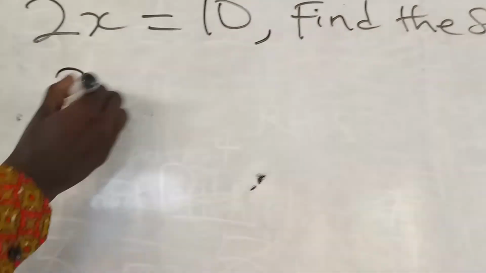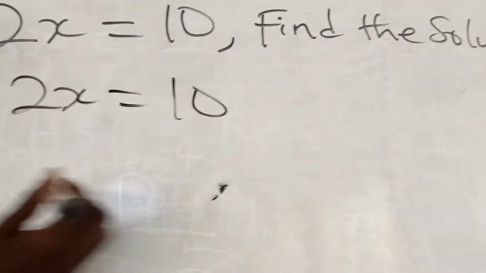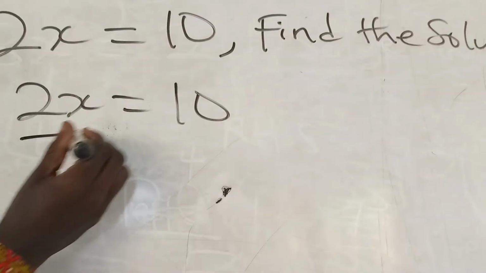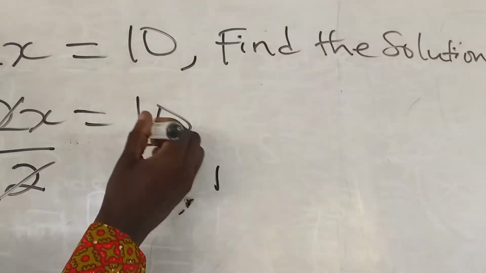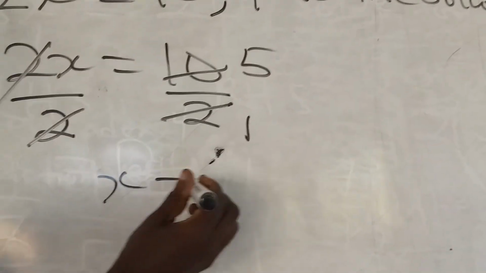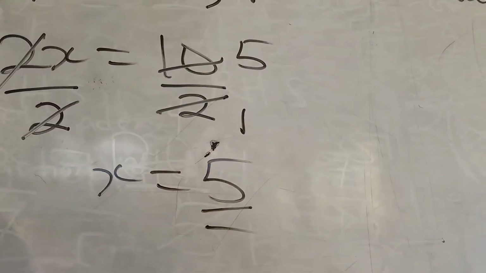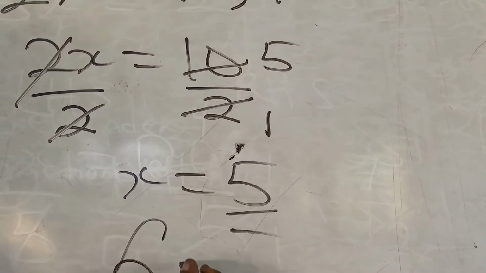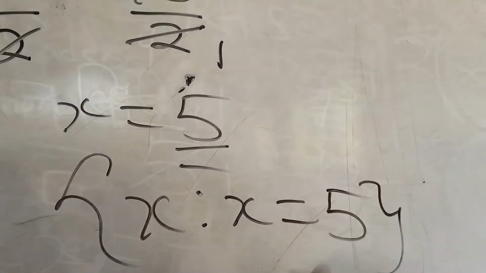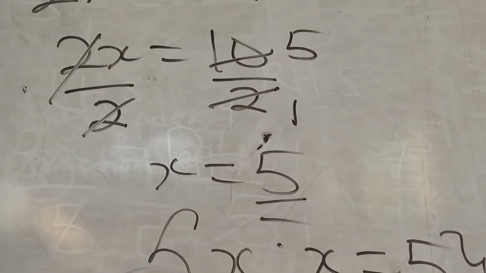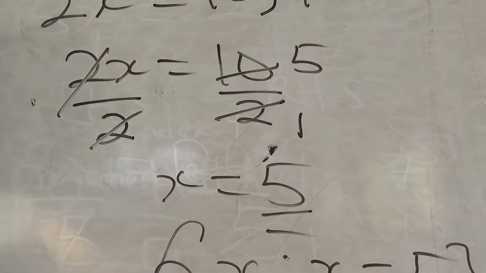So to solve this question, you divide both sides by the coefficient of s, which is 2. So 2 goes here 1, 2 goes here 5. S is equal to what? 5. So the solution set becomes s is to s is equal to what? 5. That's our answer. The third example.